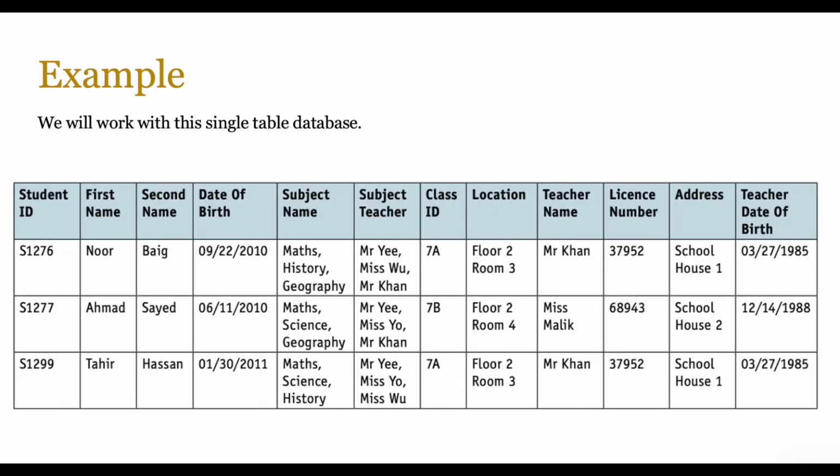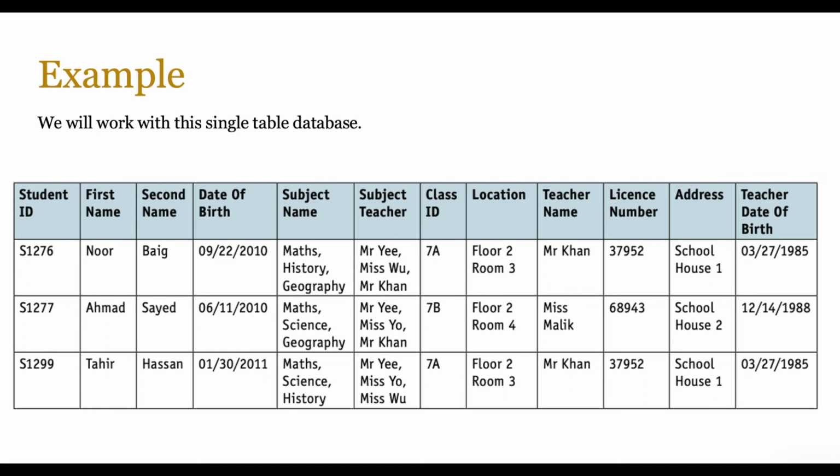Okay, so let's start by working with this single table database that we just saw a moment ago. Right, so study this, make sure you are familiar with what the attributes are. Student ID, first name, second name, date of birth, subject name, subject teacher, class ID, location, teacher name, license number, address, and the teacher date of birth.